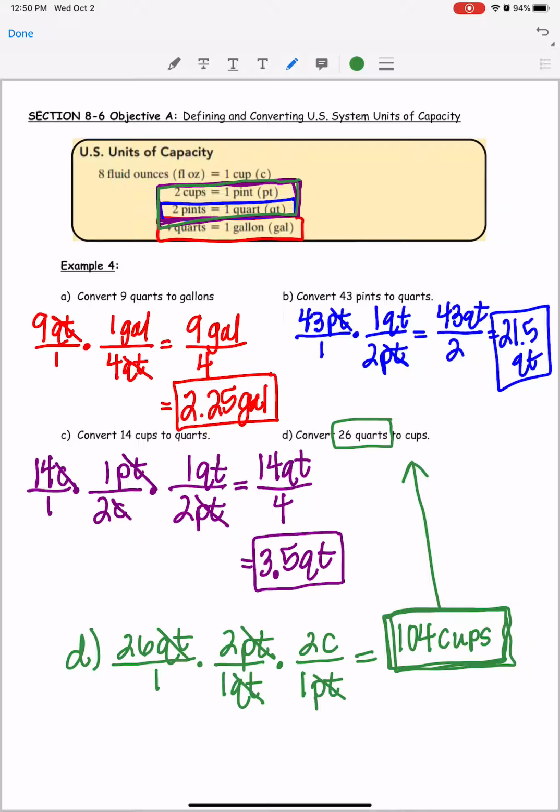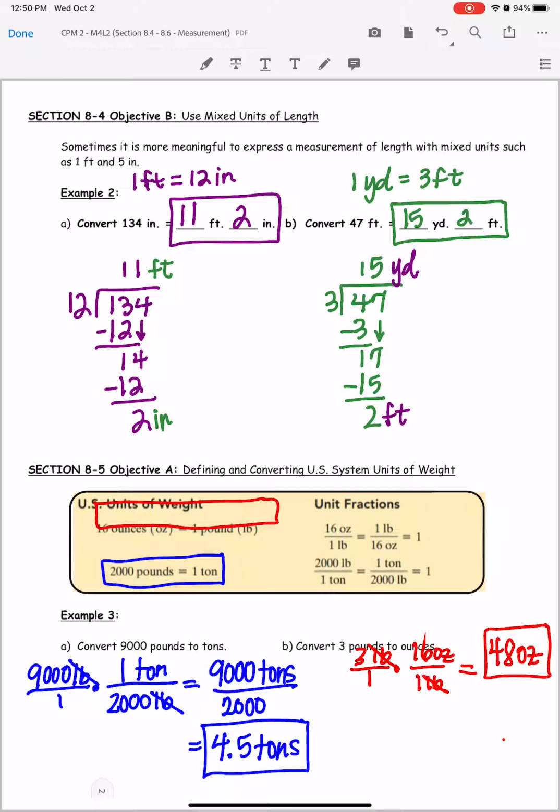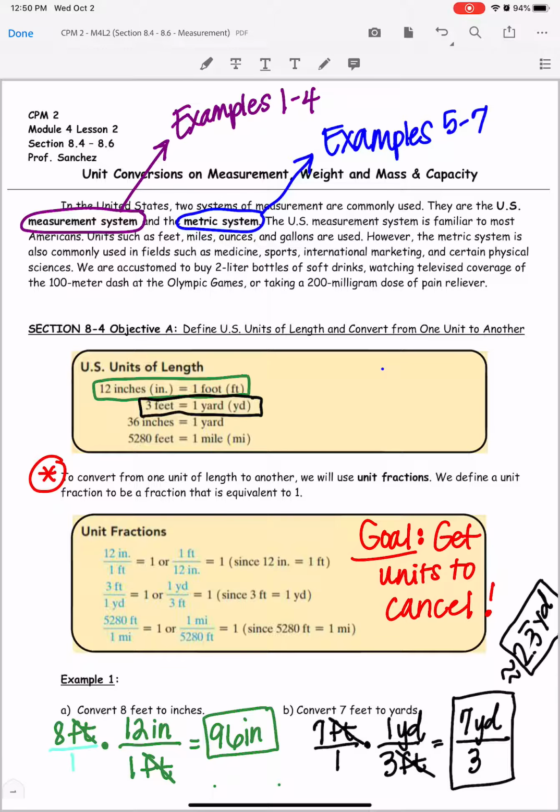Okay. So that's kind of the first half of this lesson. That's all over what we call the metric or the measurement system. Okay, those are your examples 1 through 4. You're using dimensional analysis. The whole goal is to what? To get your units to cancel. Now let's go on to the metric system.